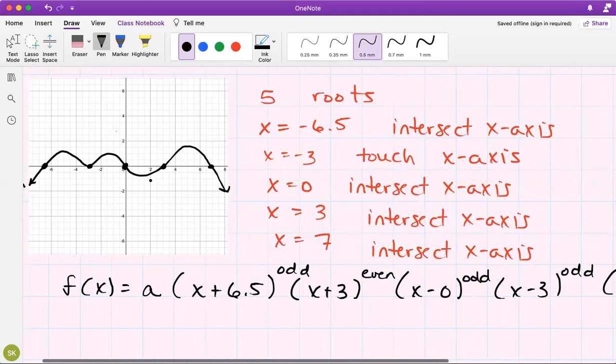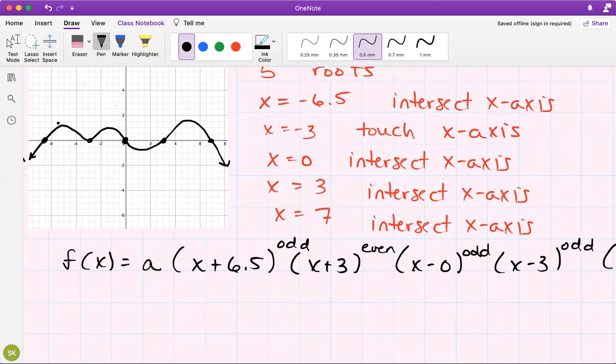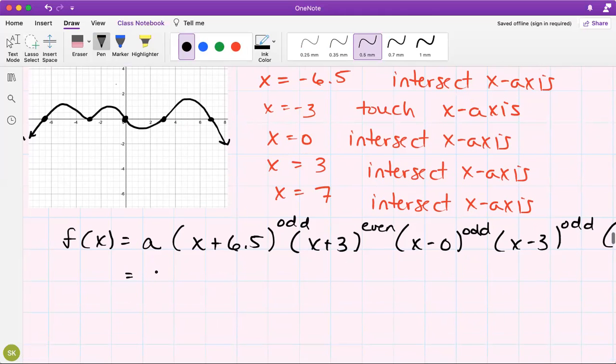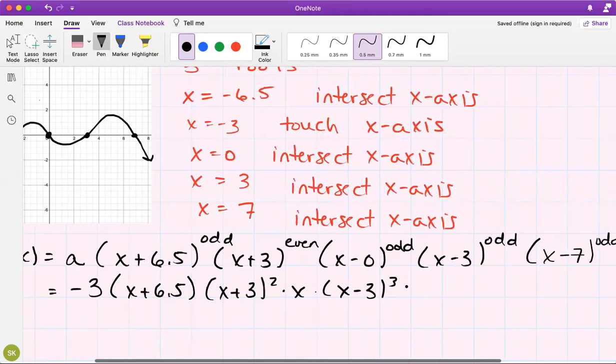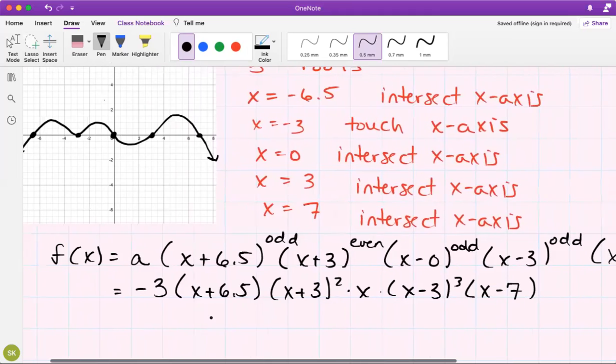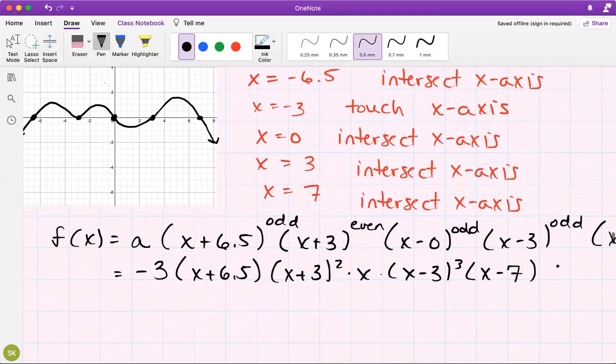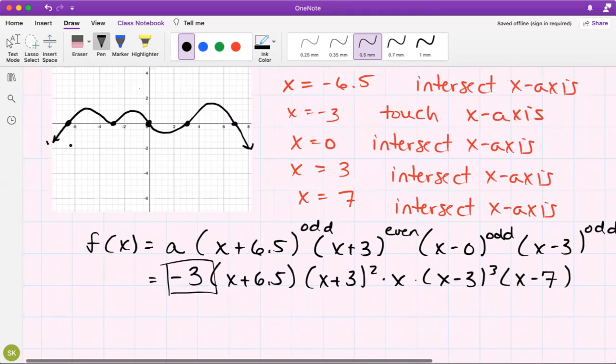So an example of a function that would look similar to this, it might not have the same exact heights for these humps, but it would look almost identical, would be -3 times x plus 6.5 times x plus 3 squared times x minus 3 cubed times x minus 7. Because look, this has an odd power, this has an odd power, this one has an even power, and this one has an odd power. And this number in the front, I chose -3, and there's a reason I did that, because this graph is pointing downwards. That has to do with the power function, and I'll describe that a little bit later as well.